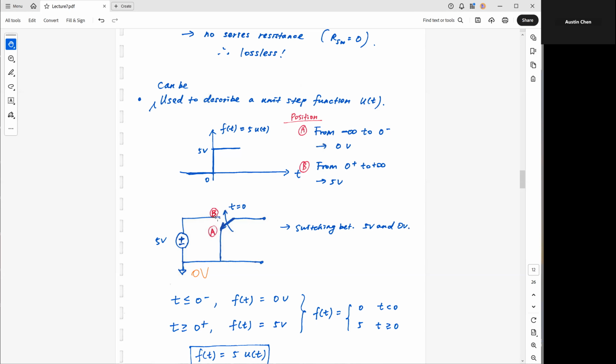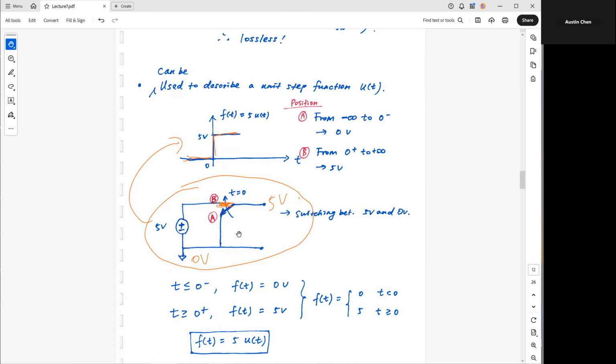So we are here. Now if I'm at point B, let's say over here, I have this electrical connection between this point and this point. So now this voltage is equal to 5 volts. So I can basically use this switching concept, or switch, to represent my mathematical function. In this case, it's a step function going between 0 and 5 volts instantaneously. So this is done with just a flip of a switch.